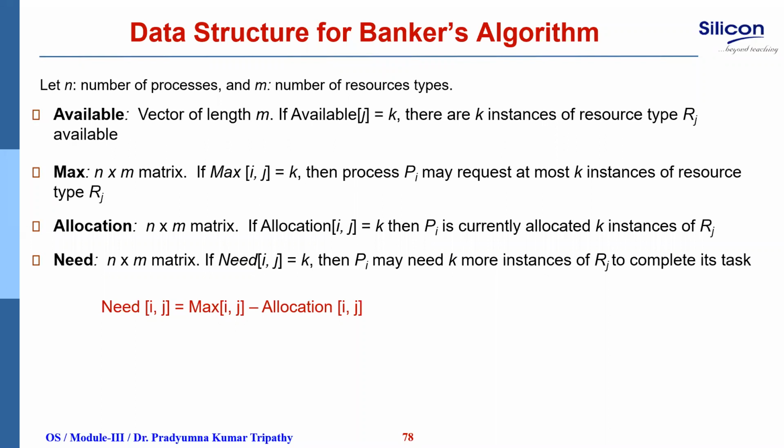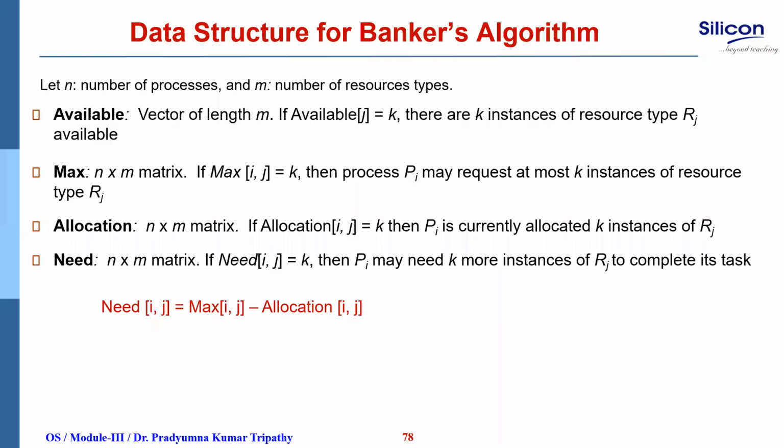N is the number of processes. M is the number of resource types. Correct? N number of processes and M number of resource types are there. Suppose I say there are 5 processes and 7 resource types. Resource types means maybe hard disks, memory, bus. These are all resource types.